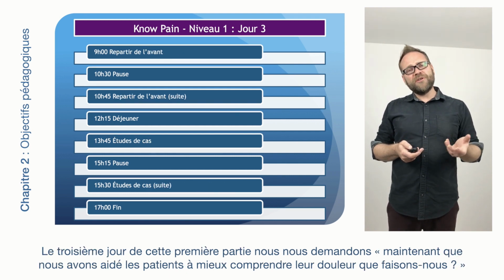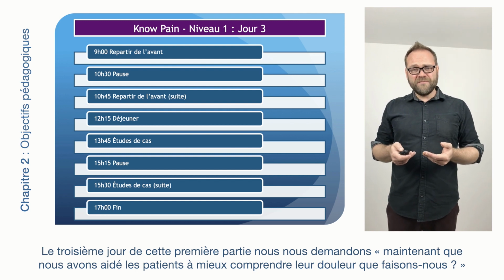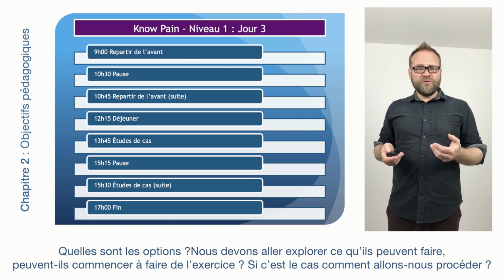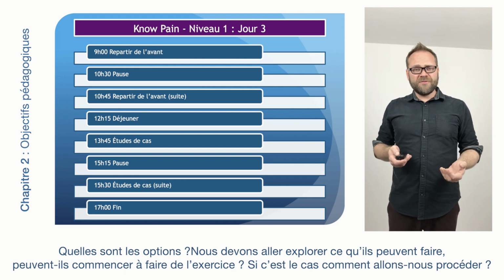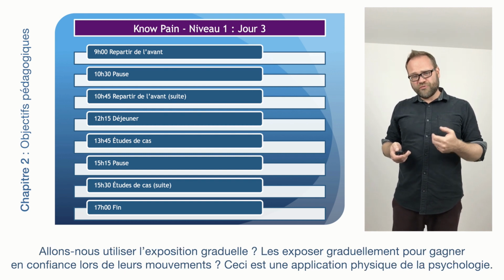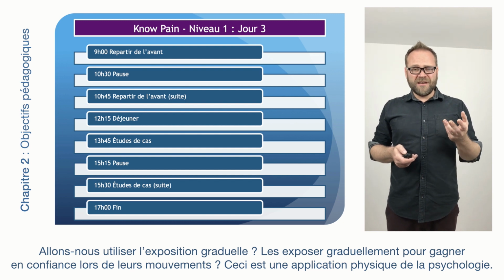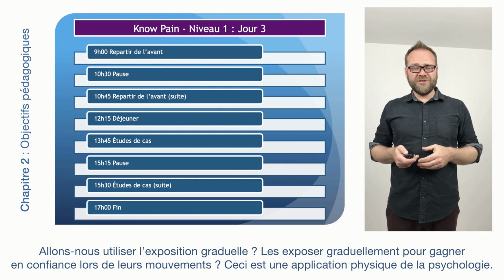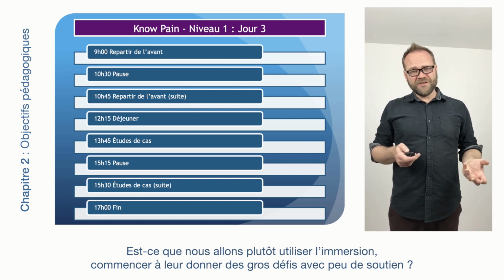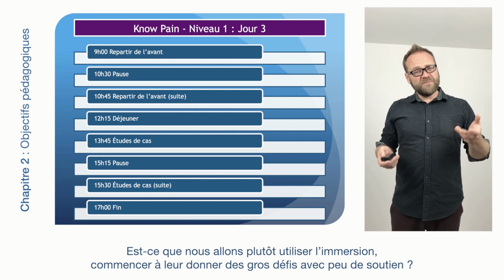So in day 3 on the part 1 course, we start to look at, once you've helped people make sense of pain, now what? What are the options? We need to explore what they can do. Can they start to exercise? If so, how do we do this? Do we look at graded exposure, gradually exposing them into confidence to movement, which again is a physical application of psychology? Or do we start to flood them? Do we need to give them a big challenge and a low support? Do we need to give them a low support and a big challenge?